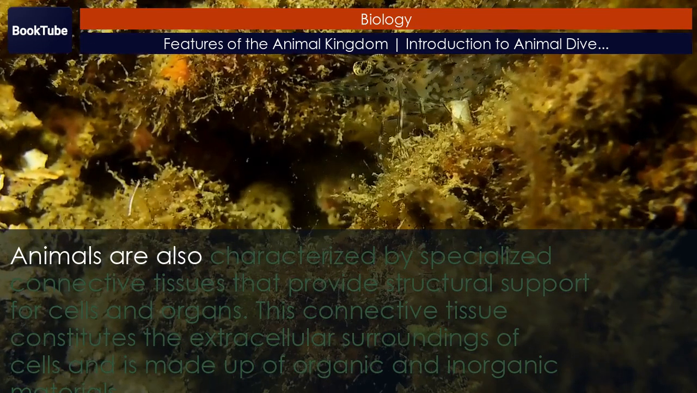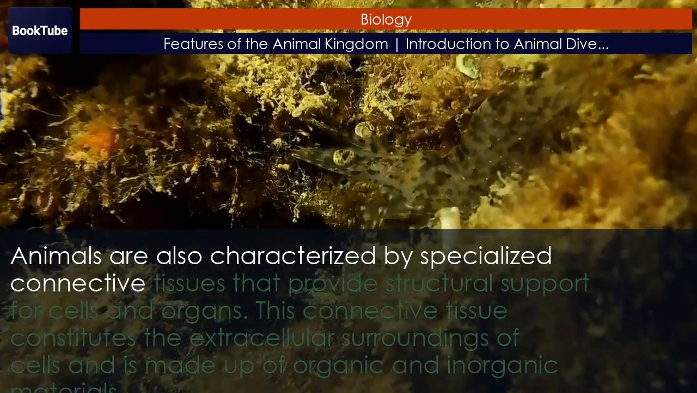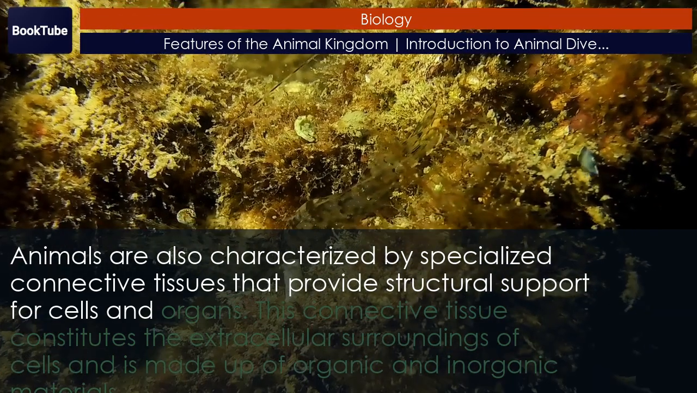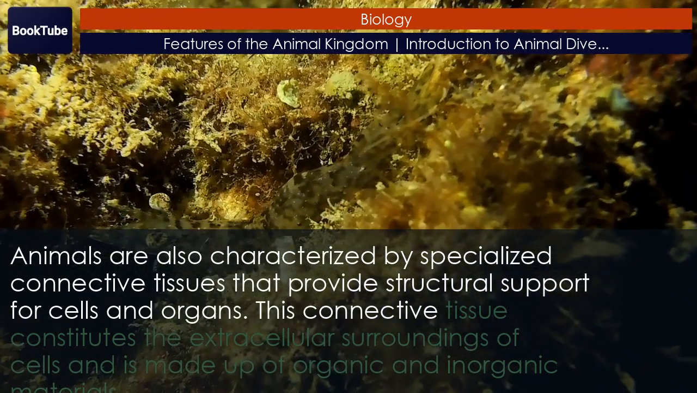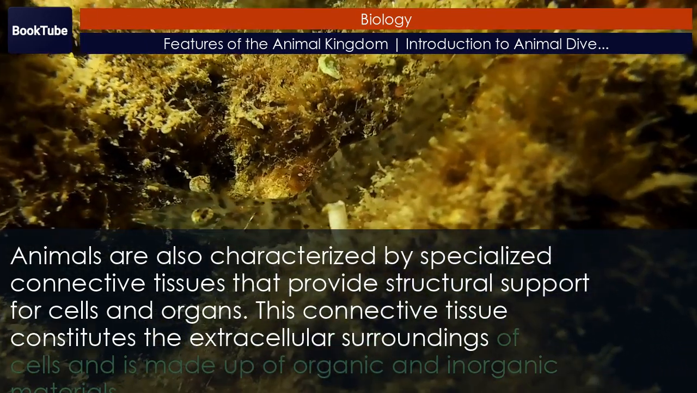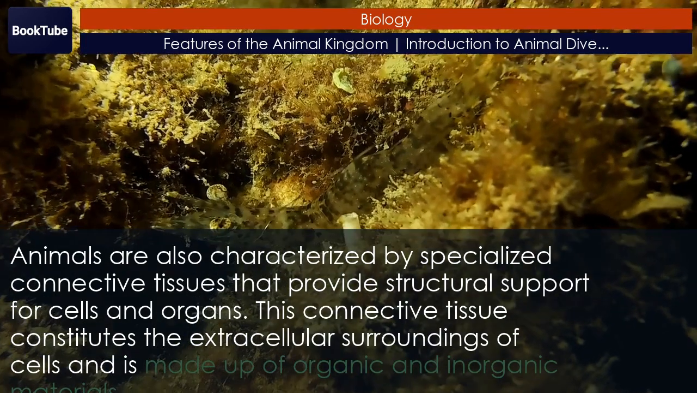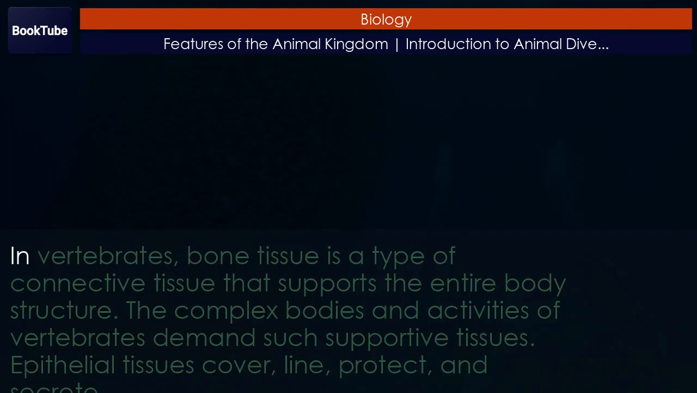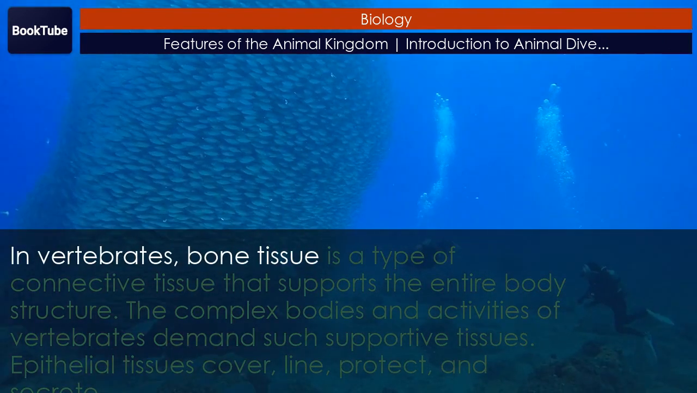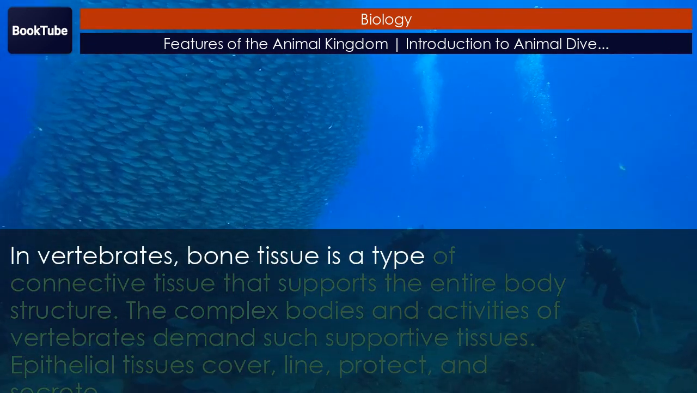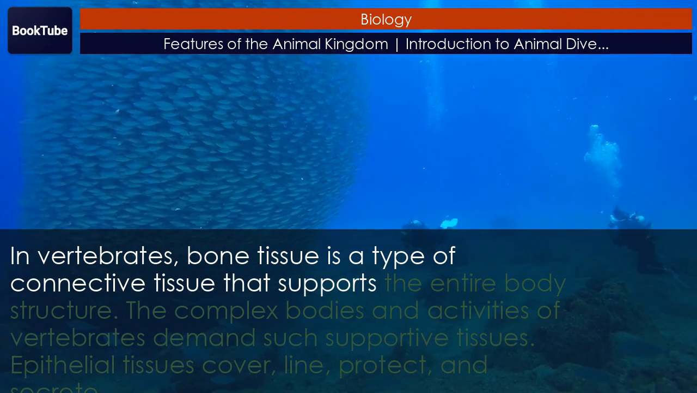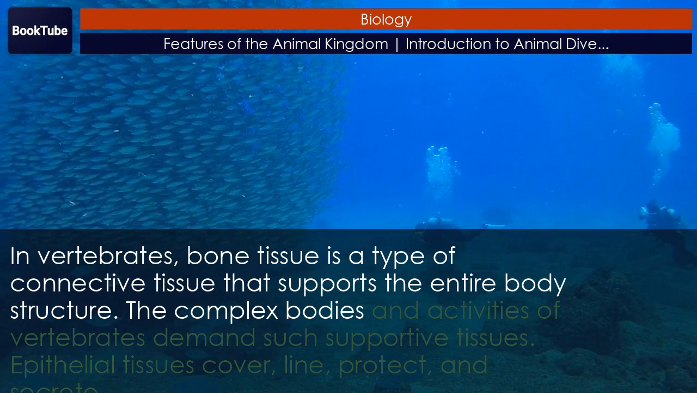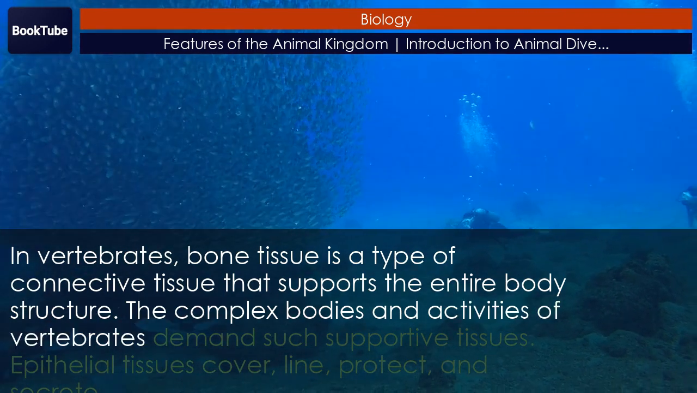Animals are also characterized by specialized connective tissues that provide structural support for cells and organs. This connective tissue constitutes the extracellular surroundings of cells and is made up of organic and inorganic materials. In vertebrates, bone tissue is a type of connective tissue that supports the entire body structure. The complex bodies and activities of vertebrates demand such supportive tissues.